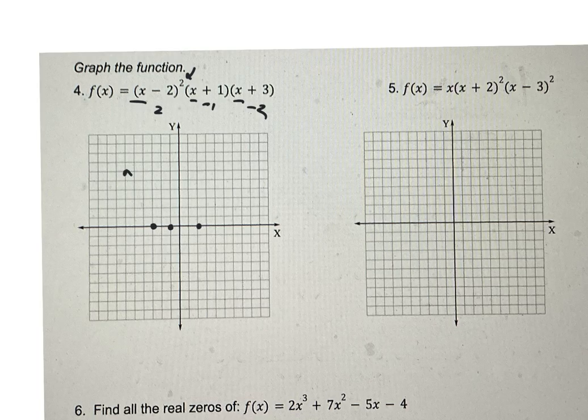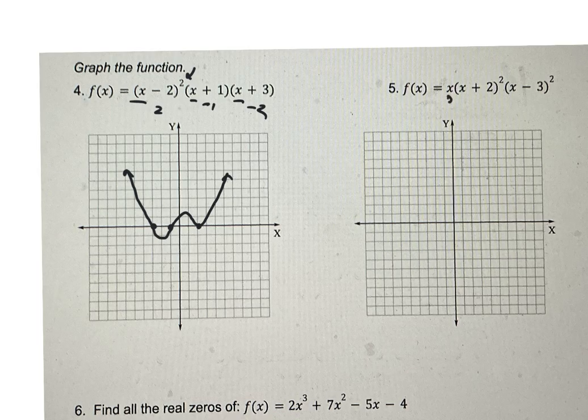And because it's even and positive, both ends are going up. So it's going to go through there. It's going to bounce off there and go right back up. So it looks something like that. And we're not going into exact points other than the intercepts and also the end behavior.